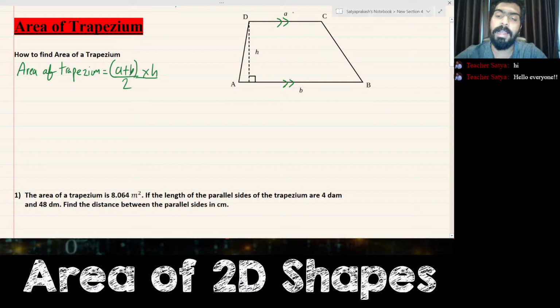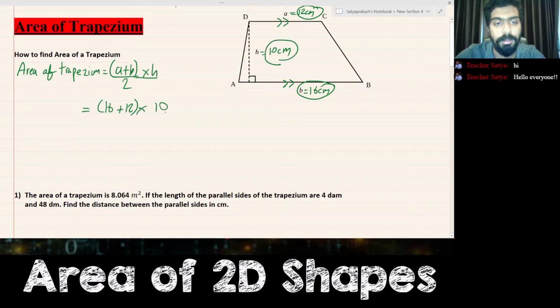So let's say I have A is equal to 12 centimeter and I say B is equal to 6 centimeter, or let's say 16, and the height is 10 cm. Okay, so the area of this trapezium would be sum of parallel sides. So we have 16, which is this one, plus 12, which is this one, multiplied the height, which is this one, and all of this divided by 2, right guys?